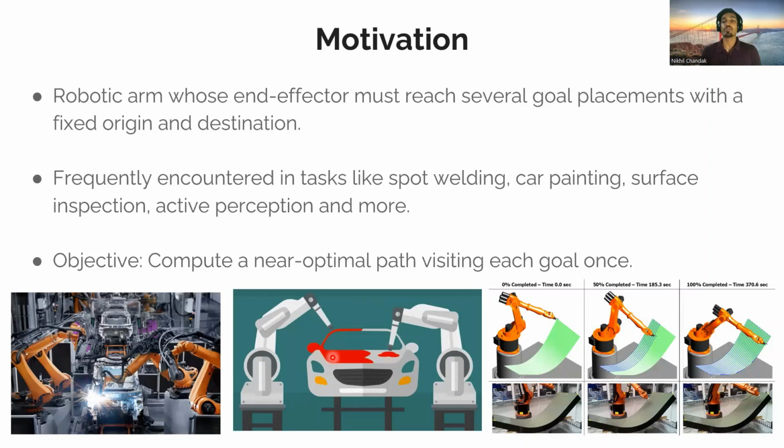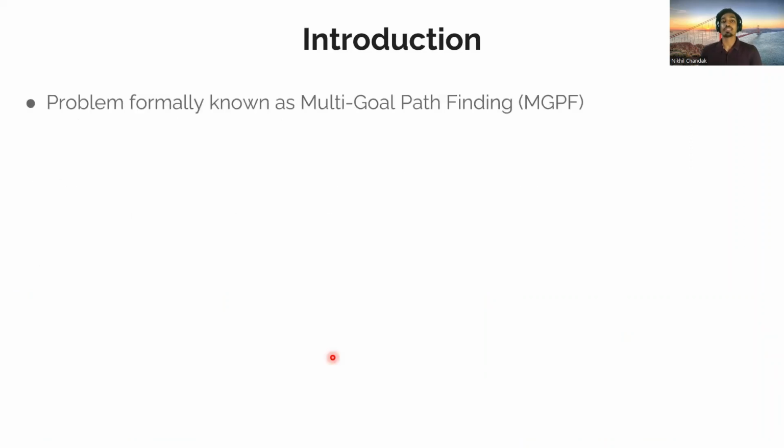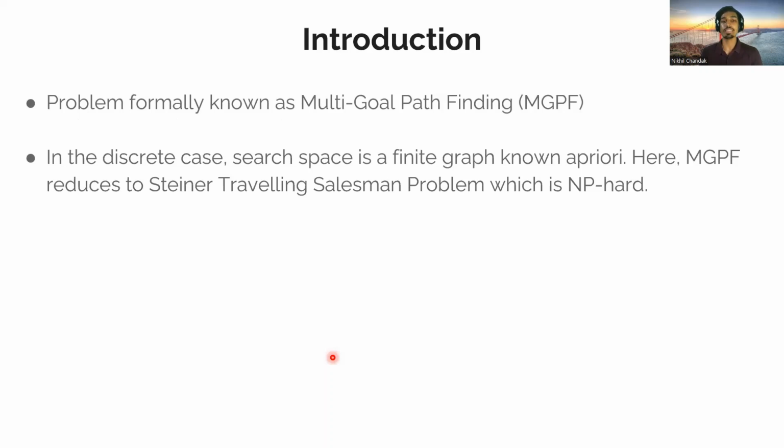An optimal path would be the one which has the least cost, and the cost is generally taken to be the length of the path. The problem is formally known as the multi-goal pathfinding problem, and it has two variants. In the discrete case, the search space is finite and known a priori, and the problem essentially reduces to the Steiner traveling salesman problem, which is NP hard.